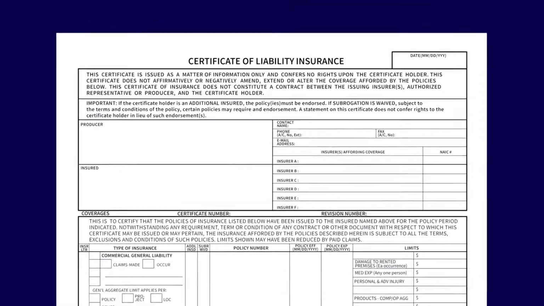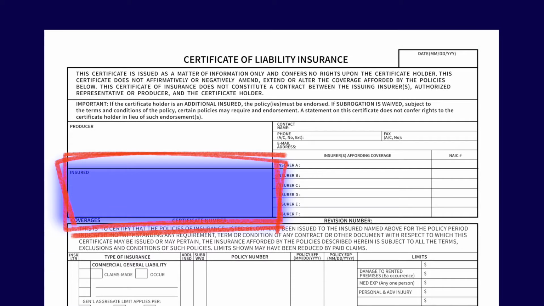Number 4, insured. The named insured on the policy has important rights and obligations that include paying the premium, receiving notice of cancellation, adjusting claims, and making policy changes. This is the person or company who purchased the insurance.